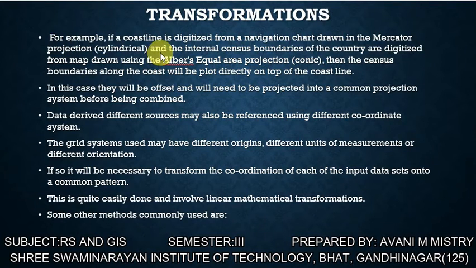For example, if the coast line is digitized from a navigation chart drawn in the Mercator projection, that means cylindrical, and the internal census boundaries of the country are digitized from a map drawn in the Albers equal area projection, conic, then the census boundaries along the coast will not be plotted directly on top of the coast line.